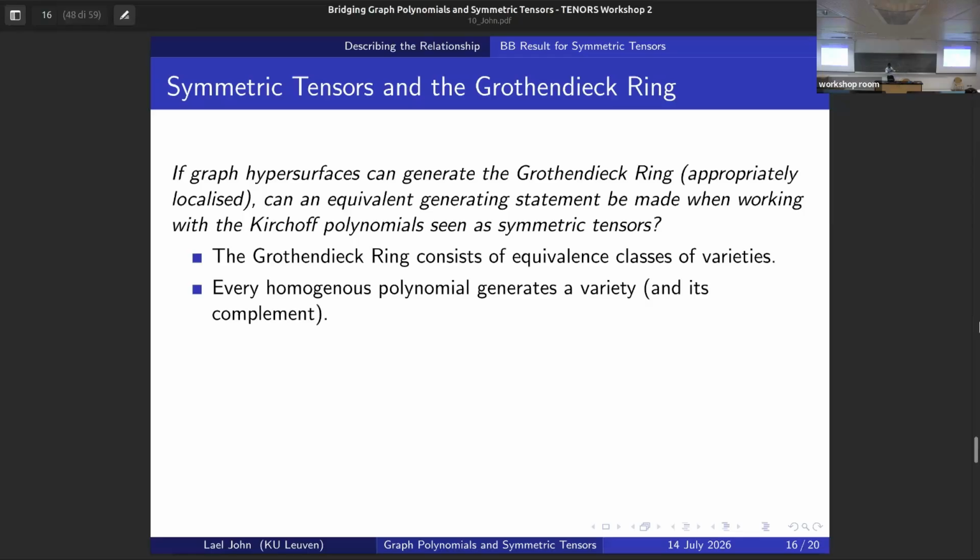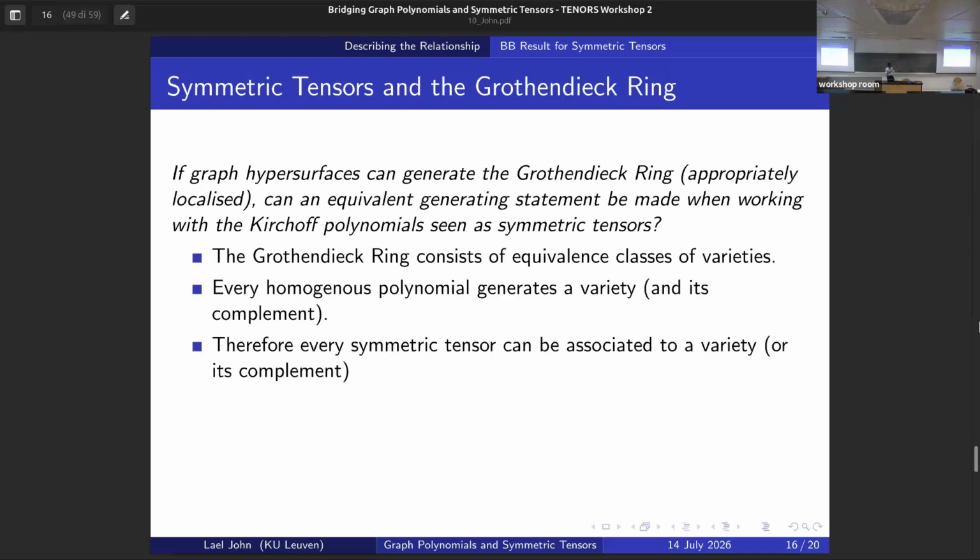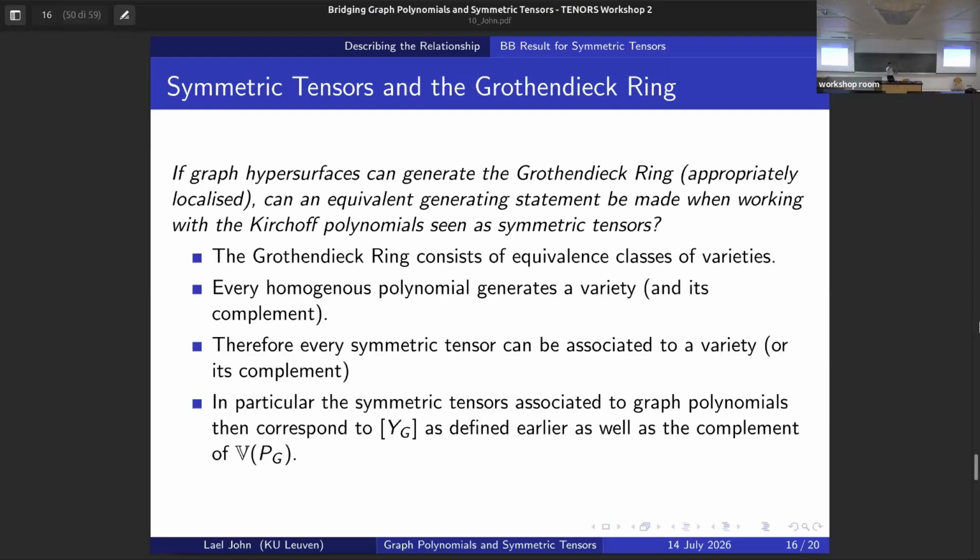Because every homogeneous polynomial does generate a variety, we know this from elementary algebraic geometry. So every homogeneous polynomial can be mapped to a variety or its complement. So every symmetric tensor can be mapped to a variety or its complement. In particular, if I map to the complements, I have the symmetric tensors corresponding to the Kirchhoff polynomials. I have them mapped exactly to the equivalence classes of the graph hypersurfaces or the graph hypersurface complements that I had defined earlier.